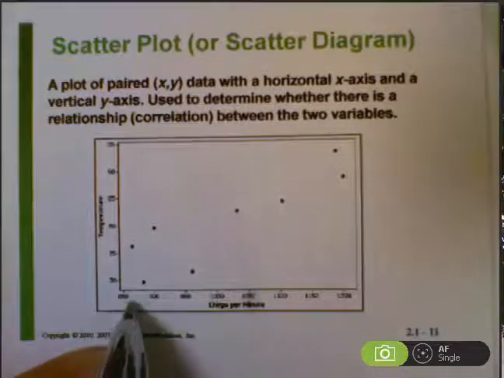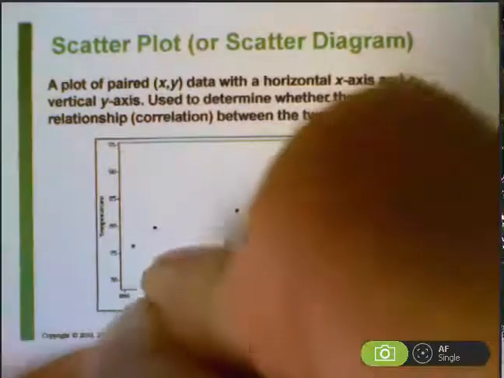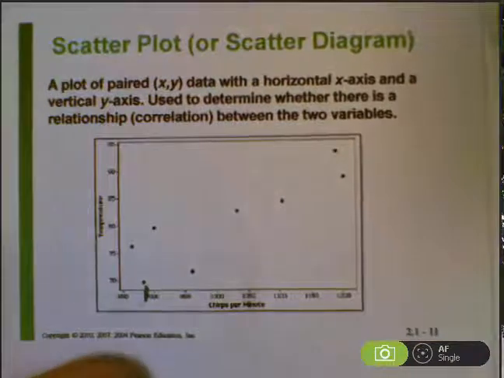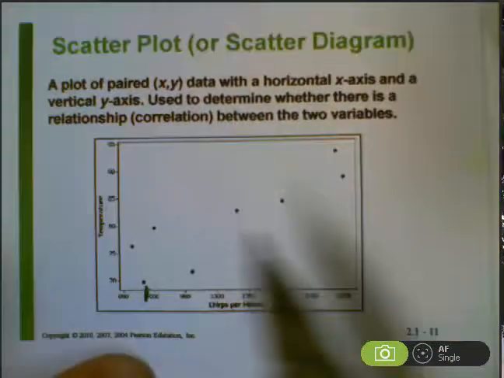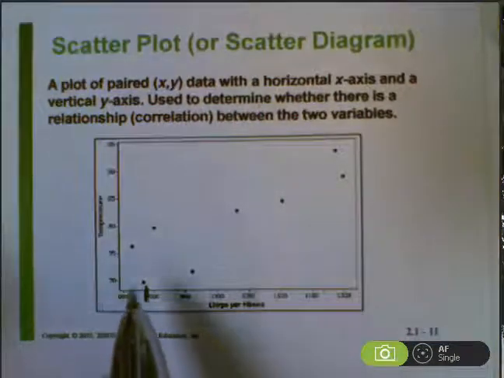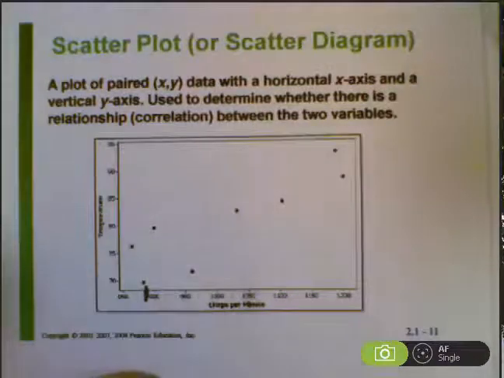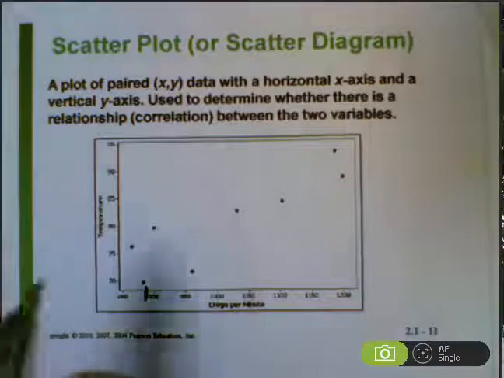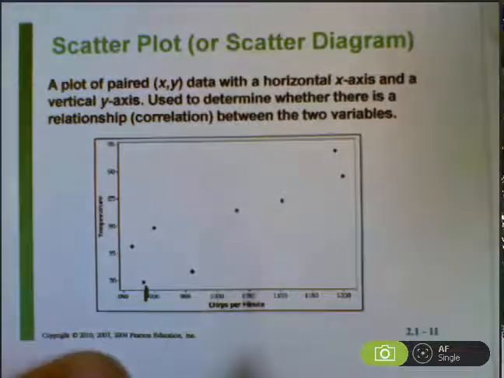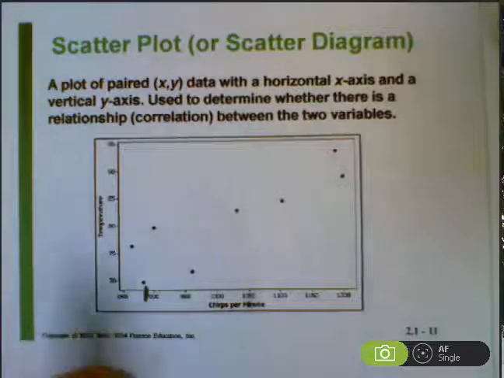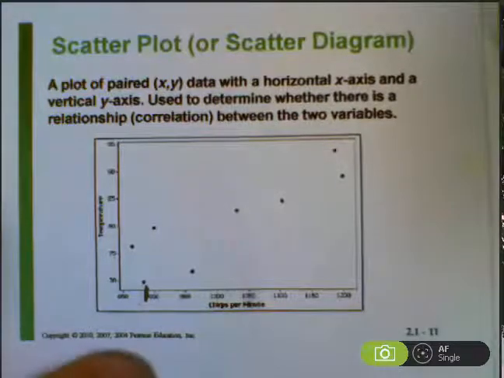Again, this is hard to read, but whatever that is on the x-axis. And it looks like the cricket chirps per minute go up as the temperature goes up. Actually, we'll come back and talk more about this problem in chapter 10, and we'll ask the question, does there seem to be a correlation between temperature and cricket chirps per minute?